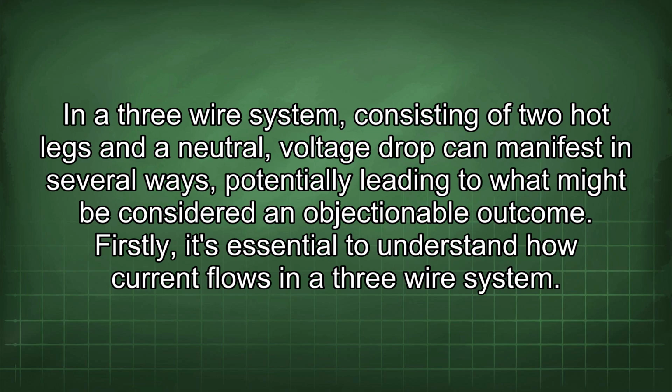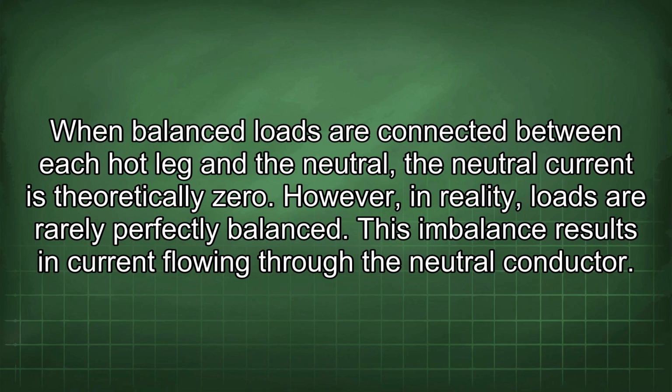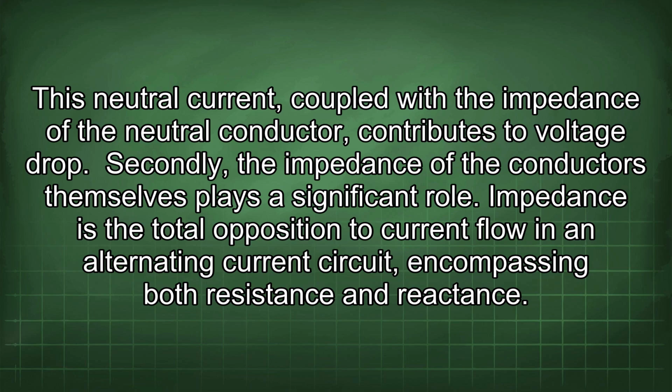Firstly, it's essential to understand how current flows in a three-wire system. When balanced loads are connected between each hot leg and the neutral, current is theoretically zero. However, in reality, loads are rarely perfectly balanced. This imbalance results in current flowing through the neutral conductor. This neutral current, coupled with the impedance of the neutral conductor, contributes to voltage drop.